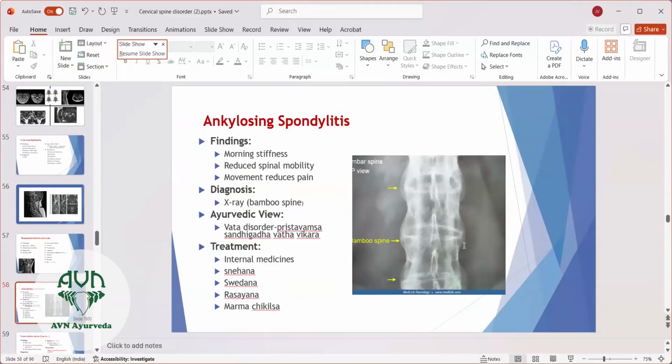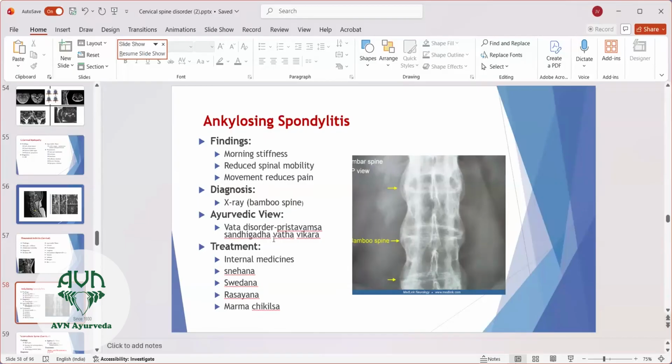Ankylosing spondylitis is another condition which is affecting. Usually the patient experiences morning stiffness and reduced spinal mobility. That is very important: reduced spinal movement. In ankylosing spondylitis, movement reduces the pain, but the patient experiences pain at night because at that time the patient is taking rest. So movement reduces the pain. On X-ray, you can observe the bamboo spine.